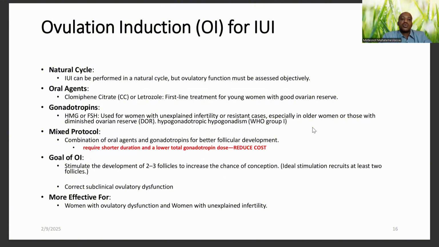Sometimes you can mix both oral agent and gonadotropin. This will reduce the cost of gonadotropin by shortening the duration of administration. Our goal during this ovulation induction is to have 2 to 3 follicles growing, not more than 3 follicles. So ovulation induction is very effective, especially in a patient with unexplained infertility and in a patient with PCOS.